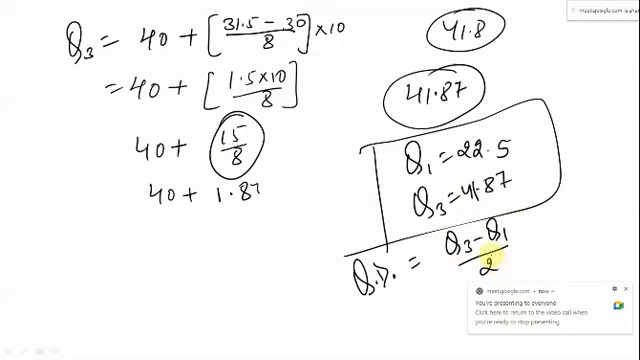So QD is Q3 minus Q1 divided by 2. So Q3 minus Q1 divided by 2. Let us put the value: 41.87 minus 22.5, 9.68 divided by 2. What will it be?